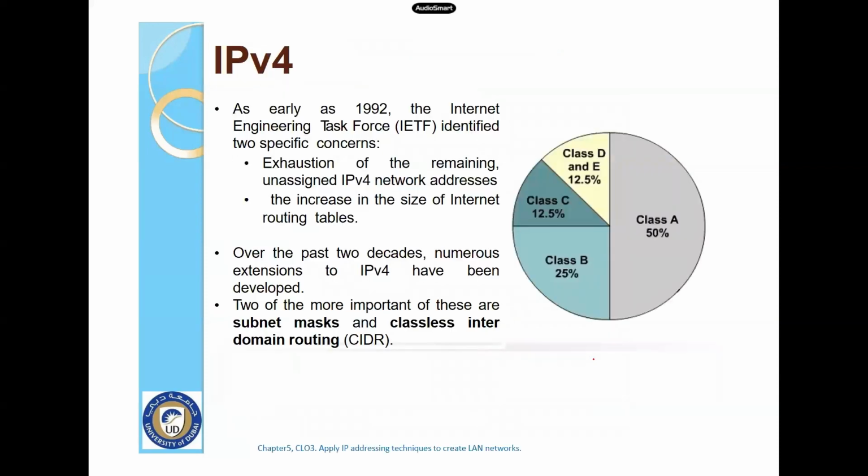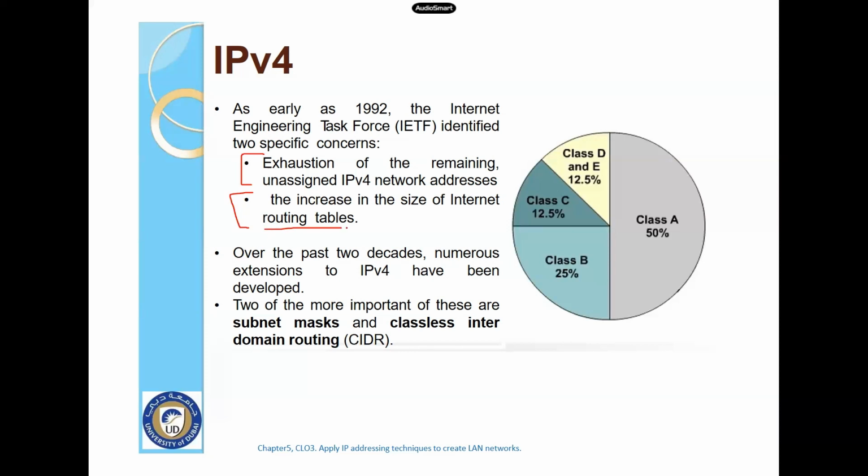IP version 4 was developed by the Department of Defense. As early as 1992, the Internet Engineering Task Force identified two specific concerns, two issues with IP version 4. We are running out of addresses, they are exhausted, and the internet size has increased a lot, so routing tables are getting very large. It slows down the network. So those are the two main concerns: exhaustion of addresses and the routing tables becoming very large.